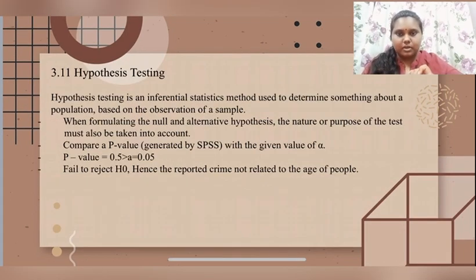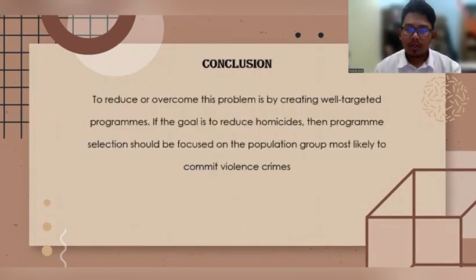Next, 3.11 hypothesis testing. When formulating the null and alternative hypothesis, the nature or purpose of the test must also be taken into account. Compare the p-value generated by SPSS with the given value of alpha. These fail to reject H0. Hence, the reported crime is not related to the age of the pupil. In conclusion, to reduce or overcome this problem is by creating well-targeted programs.